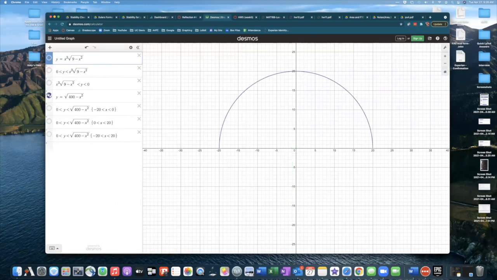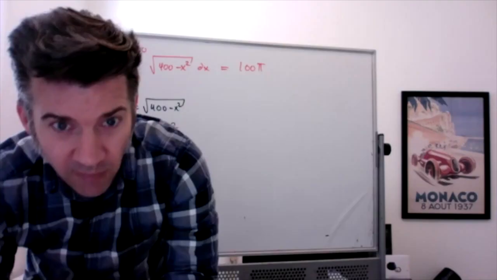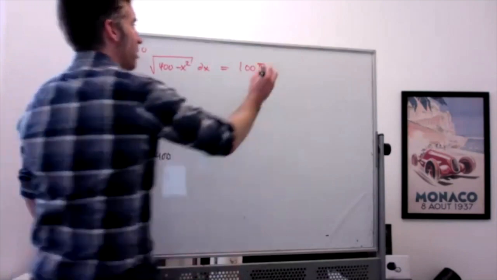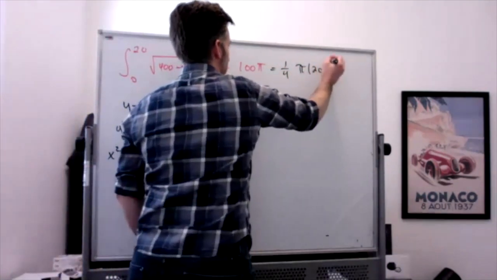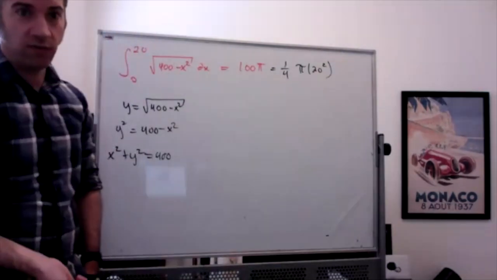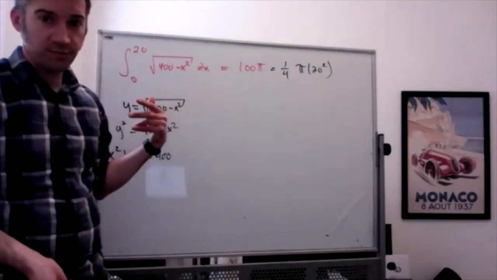So here's the graph of y equal to the square root of 400 minus x squared. Totally a semicircle. If we're doing the integral from 0 to 20, we're finding the area that's shaded right there, which is 1/4 of a circle. And I'm pretty sure we know how to find the area of 1/4 of a circle. That's 1/4 pi times the radius squared, which is 1/4 of 400 pi, which is 100 pi.